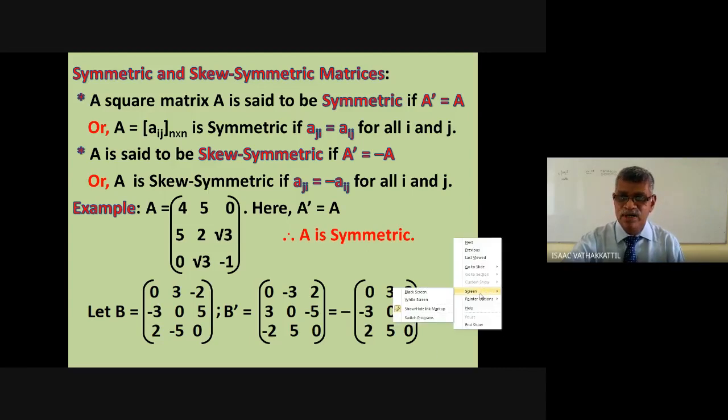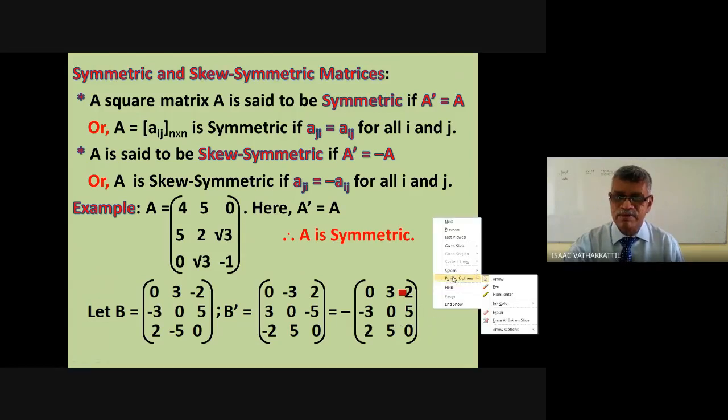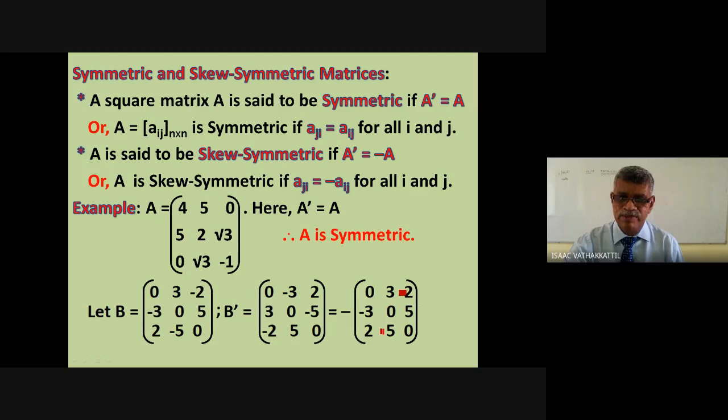Be careful about 0, 3, minus 2, taking minus out, so minus of 0, 3, minus 2, minus 3, 0, 5, 2, minus 5, 0. Therefore, that is equal to minus B. So if we take the rows and columns in such a way that each row is a negative of the column, then it becomes skew symmetric.